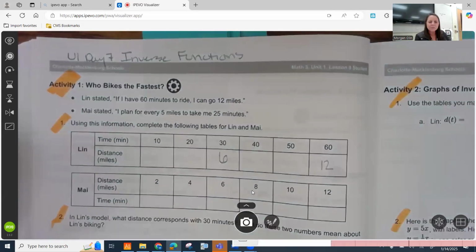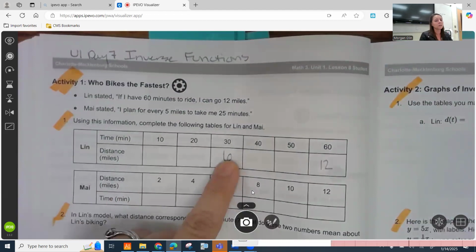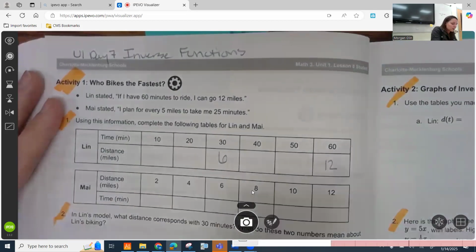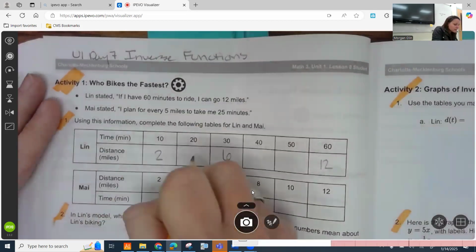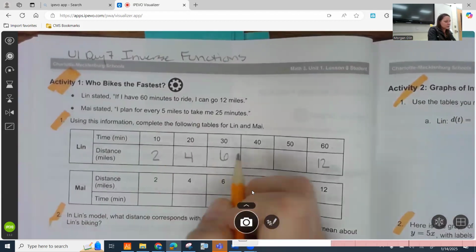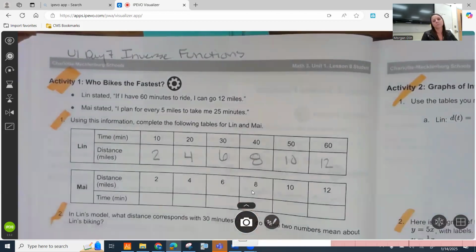Let's see if we can do a couple other things. Notice this is breaking up into thirds. If I divide 6 into 3, that's going to give me 2. So what if I go 2 miles, then I go 4 miles, then I go 6? Look at the pattern here. It's just increasing by 2. So 8, 10, and then 12.